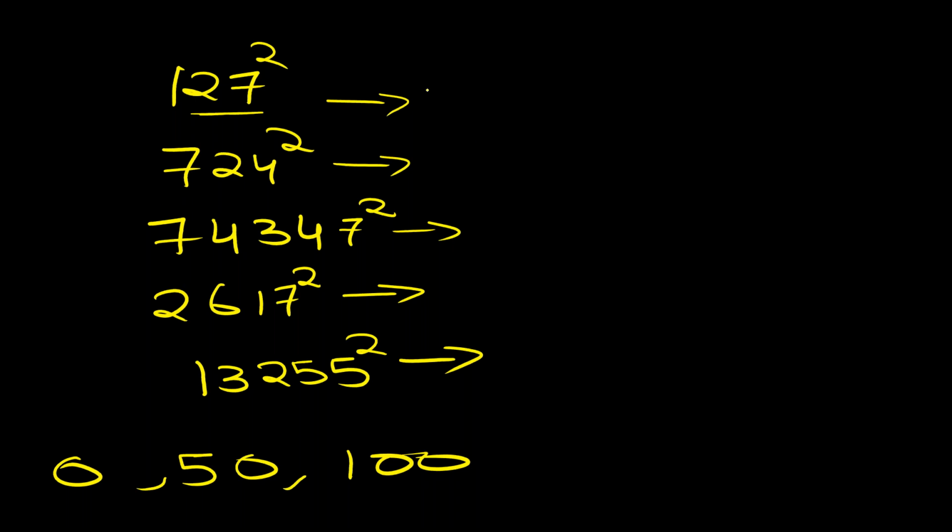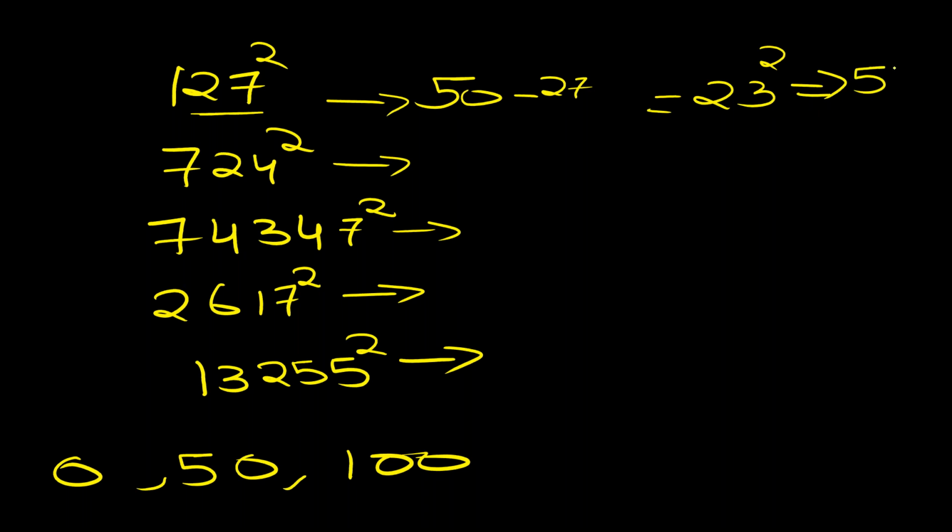Now 27 is nearest to 50. So 50 minus 27, I'll be getting 23. So what is 23 square? 23 square is nothing but 529. So the last two digits are 29. So my answer is going to be 29.